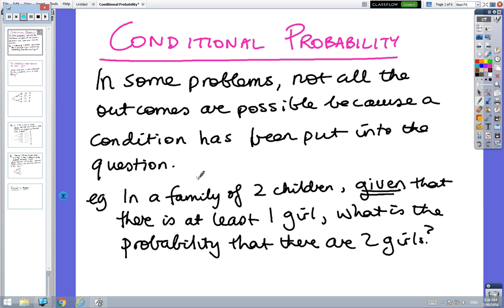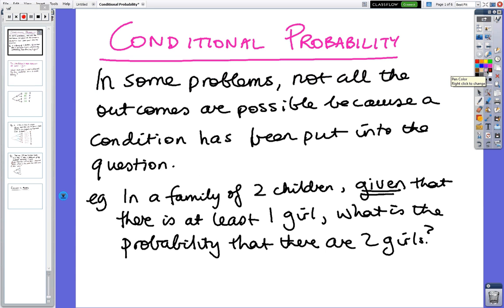Okay, year 10, we're looking at the last part of probability, and it's called conditional probability, and we're not going to expect a lot of hard questions because it does get complex, but let's just look at some straightforward ones. In some of the questions we're going to get, not all the outcomes are possible because a condition has been put on. An example of what a condition might be is in a family of 2 children, given that there's at least one girl, what's the probability that there are 2 girls?